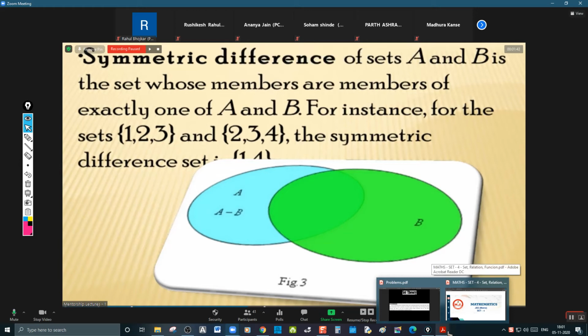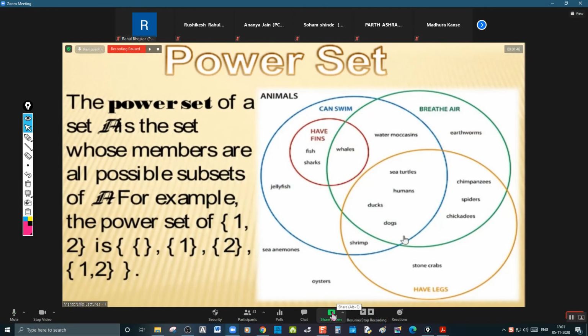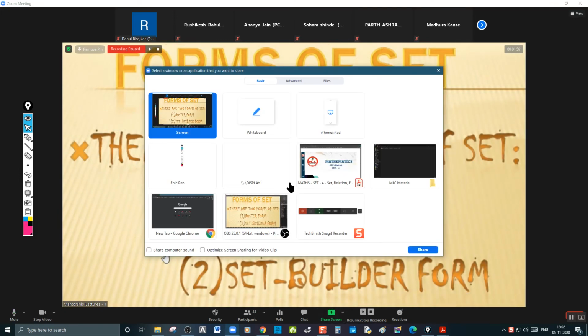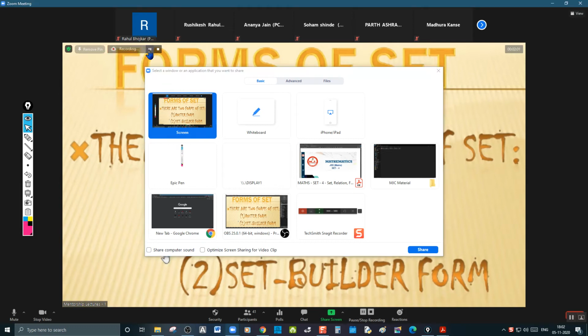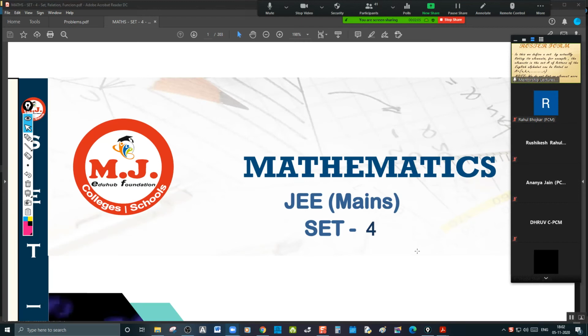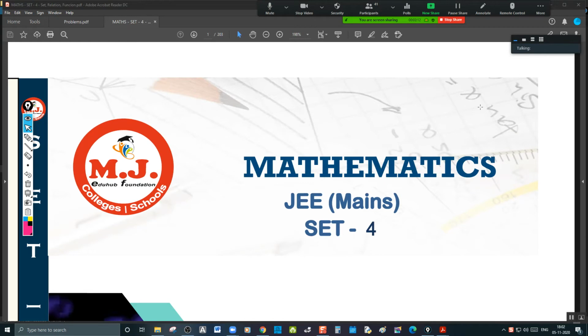Whatever the study material is there with you, besides my problems, I have taken some more problems from the exercise you have with your material. Let me show you the problems there, what I have taken. And before that, let me show you the theory covered here.